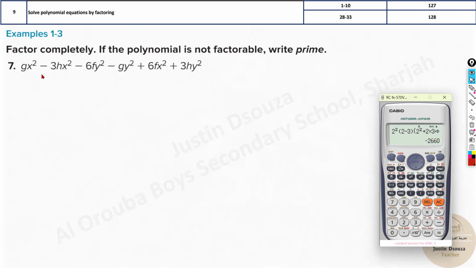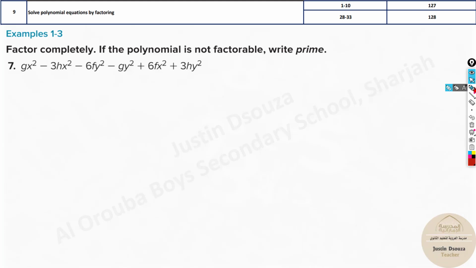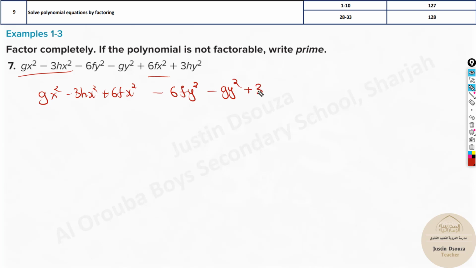But otherwise, now over here, you can see there is a common x, x, y, y, x, y. So you can remove this. See, there are plenty of ways to solve this. I'll just do one method here. What I would do is group all the x terms together and y terms separately. So gx squared minus 3hx squared plus 6fx squared minus 6fy squared minus gy squared plus 3hy squared. Now what happens? Take x squared common out.